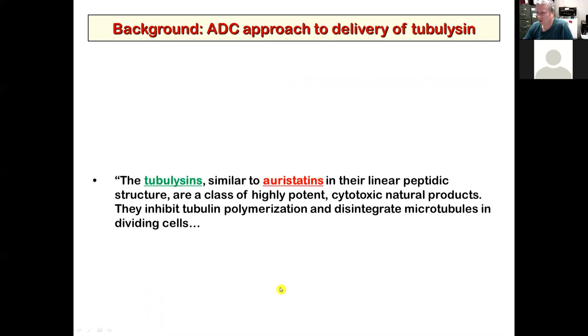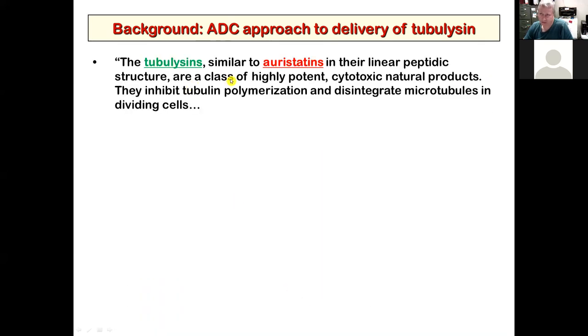Okay, so the tubulysins, what we just synthesized here, are similar to the auristatins in their linear peptidic structure. They're actually kind of different in their structure, but they are linear peptidic-like molecules. They're a class of highly potent cytotoxic natural products. They inhibit tubulin polymerization and they disintegrate microtubules in dividing cells. So that's how it kills cancer cells, right?